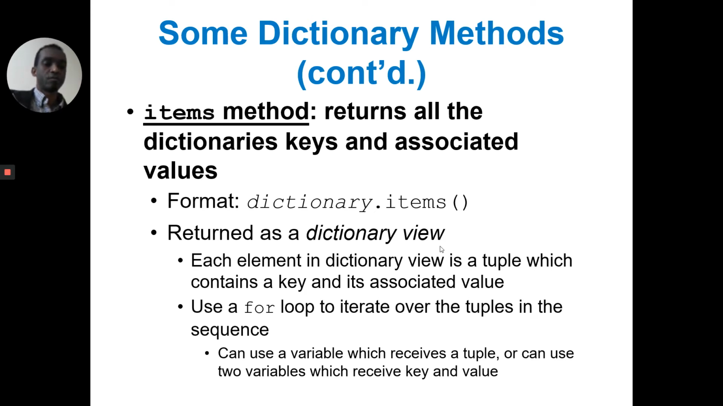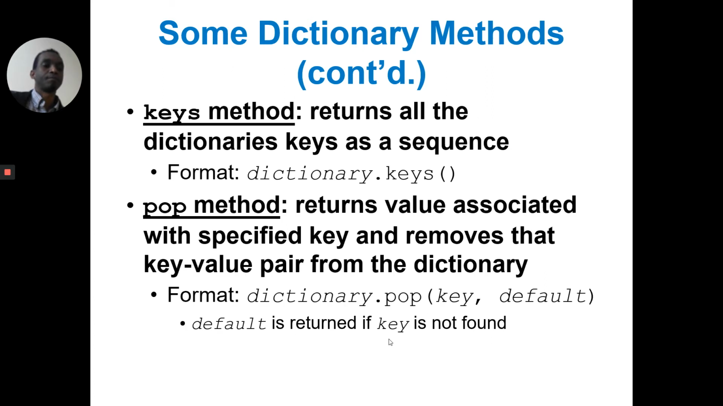Returned as a dictionary view. Each element in a dictionary view is a tuple, which contains a key and its associated value. You use a for loop to iterate over the tuples in the sequence. You can use a variable which receives a tuple, or you can use two variables which receive a key and a value.